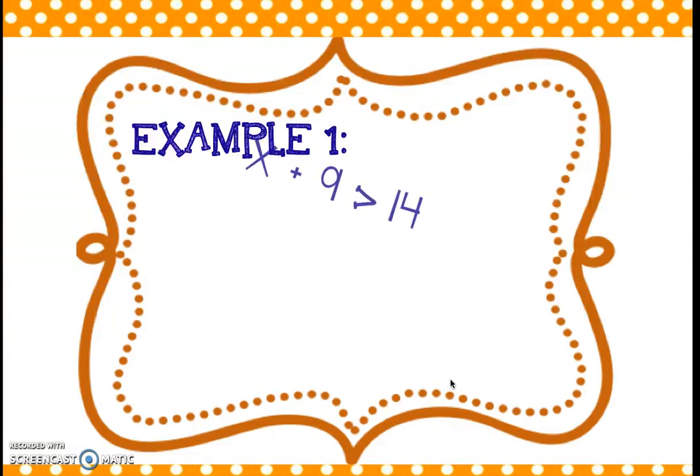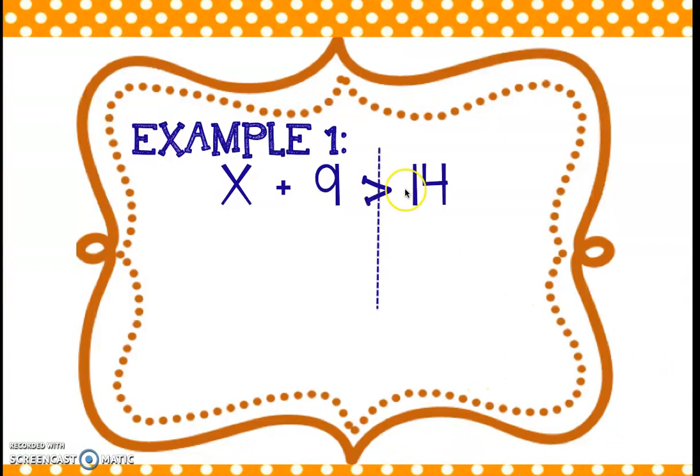So our first one says x plus 9 is greater than 14. Now, just like when we solved an equation, we're going to draw a line through our symbol. This splits our inequality in half, and we know whatever we do on this side, we also have to come over here and do on this side. So we have to look at this side, and we have an addition.